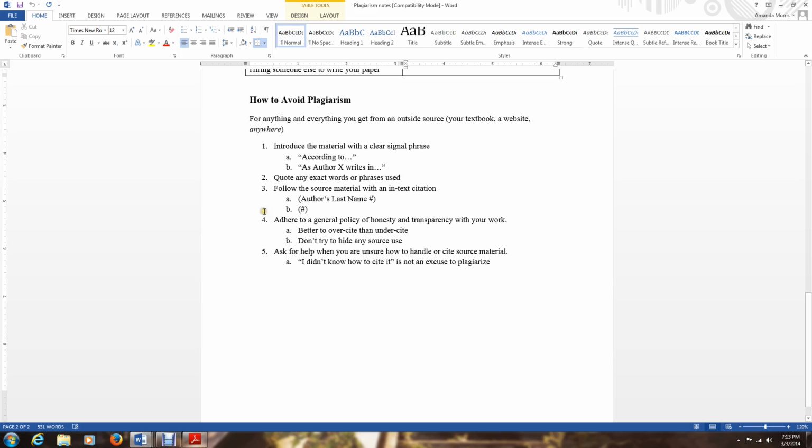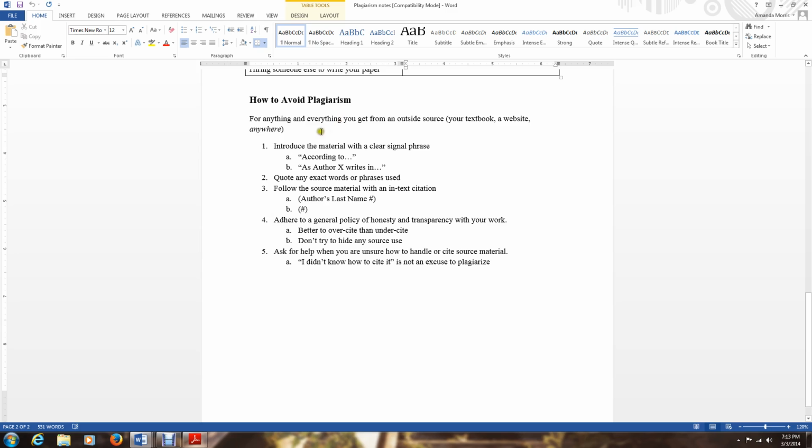So the steps to avoid getting into a plagiaristic situation are the source steps that we have talked about in class. So every time you use something from a source, whether this is your textbook, a website, a dictionary, anything, right?